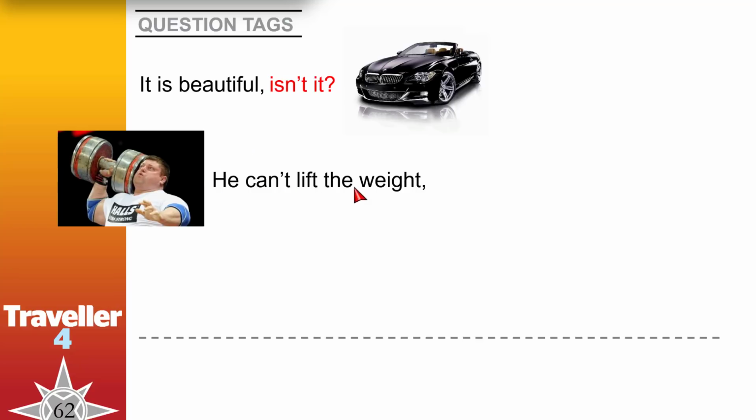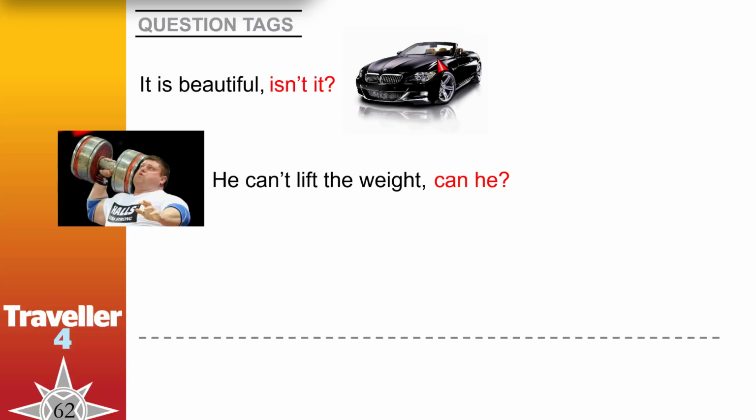He can't lift the weight. Can he? He can't lift the weight, can he? Now these two are question tags. Why do we use them? Maybe because you want somebody's opinion.